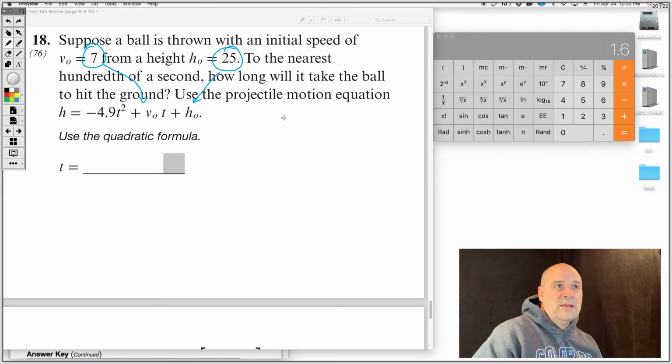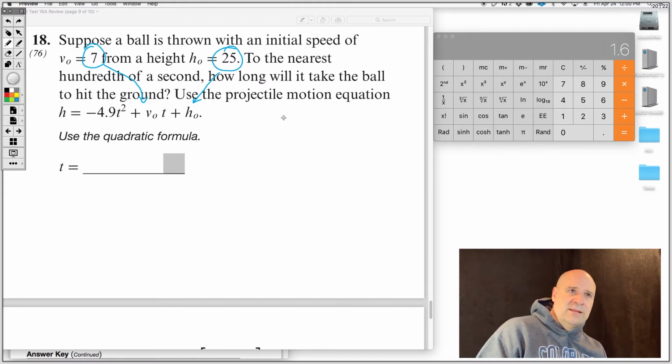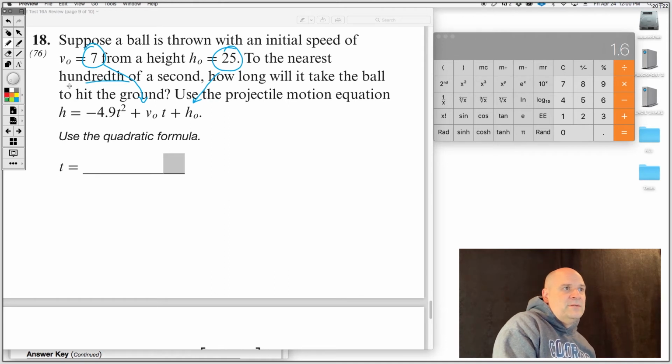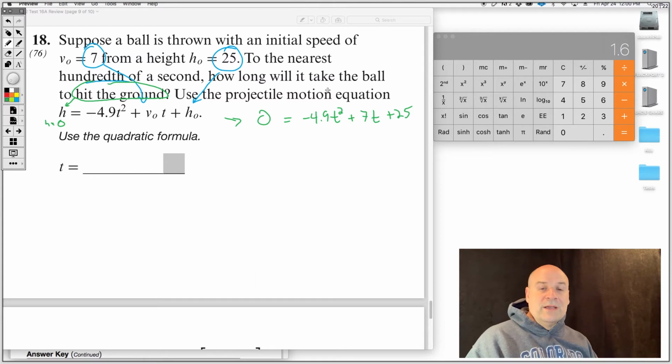But we want to know when it's going to hit the ground. So what is the height of something on the ground? Well, that would mean 0. So how long will it take to hit the ground? I'm going to circle "hit the ground," and that means h equals 0. So 0 equals -4.9t squared plus 7t plus 25. It says use the quadratic formula, no problem.